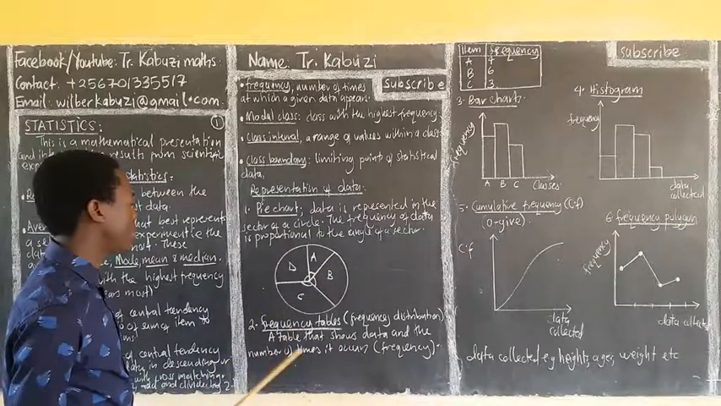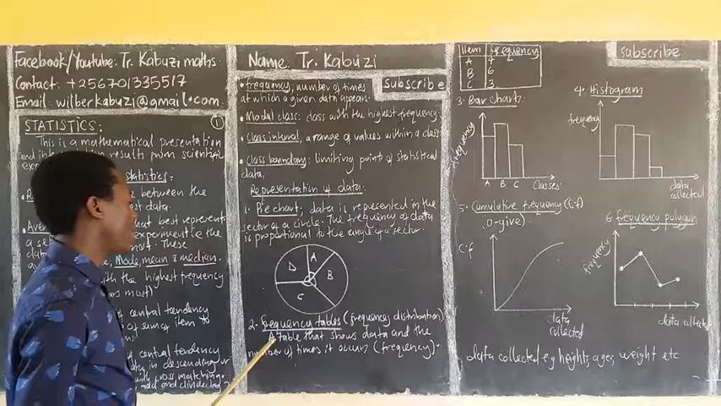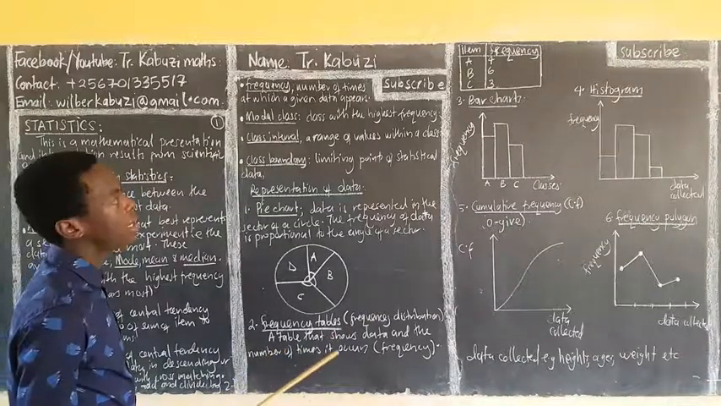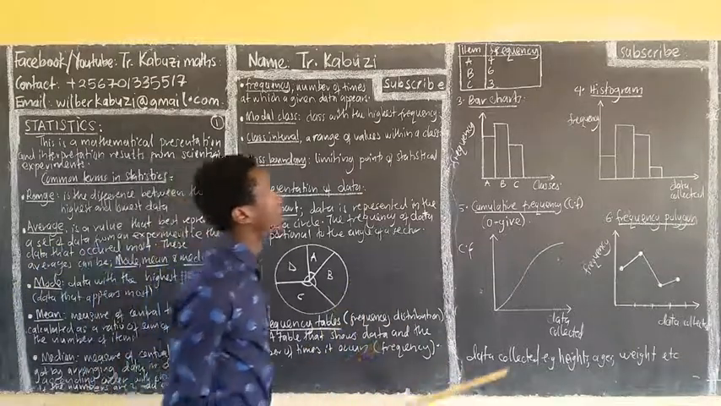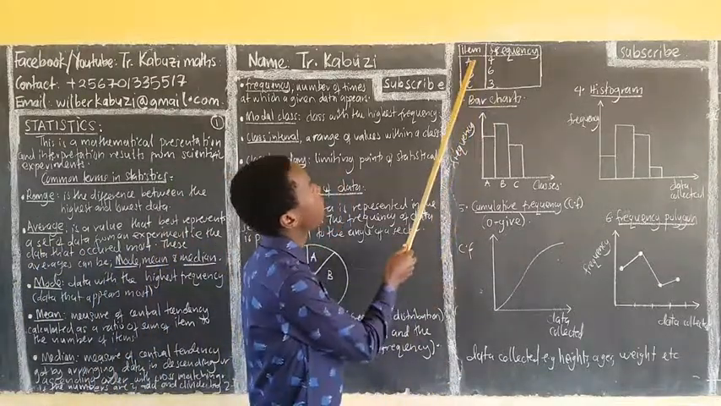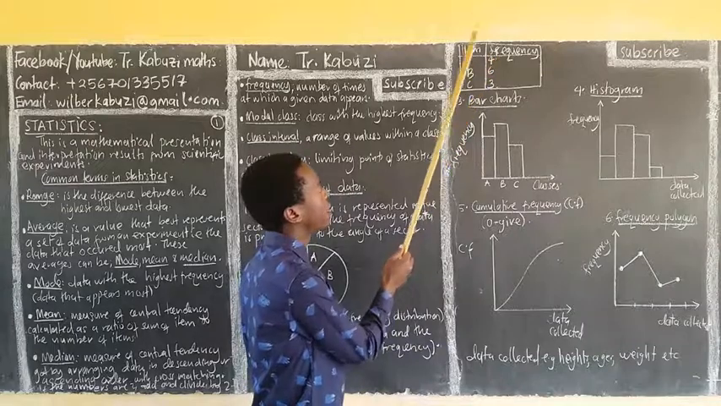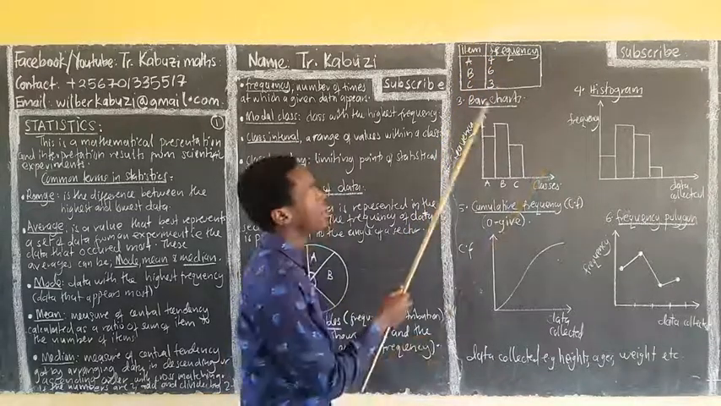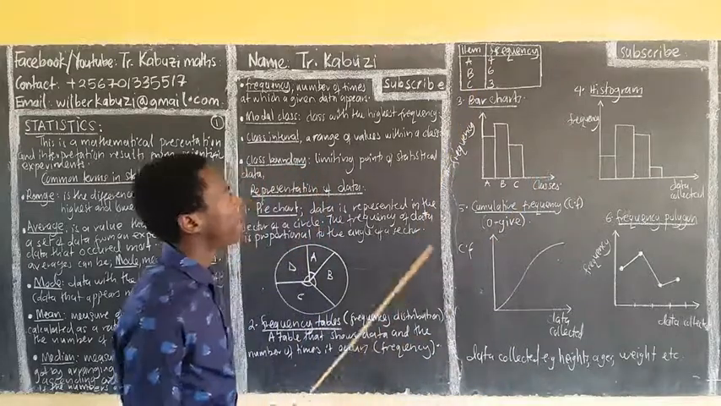Then frequency tables or distribution tables or frequency distributions, a table that shows data and the number of times it has appeared. So if I have item A, it will appear 4 times. Item B 6 times. Item C maybe 3 times. This is what we call the frequency table.